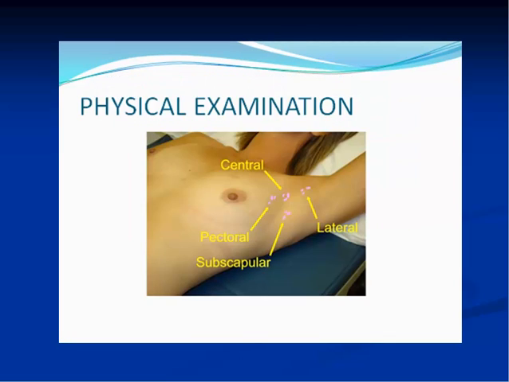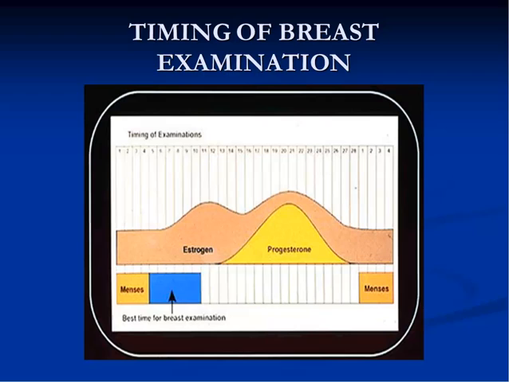This photograph illustrates where different groups of lymph nodes can be found in the axilla and can guide palpation of this area. The best time to perform a clinical breast examination is the week after the patient's menses. During this time, breast tenderness and benign cystic changes are less likely to be present due to lower ovarian hormone levels.